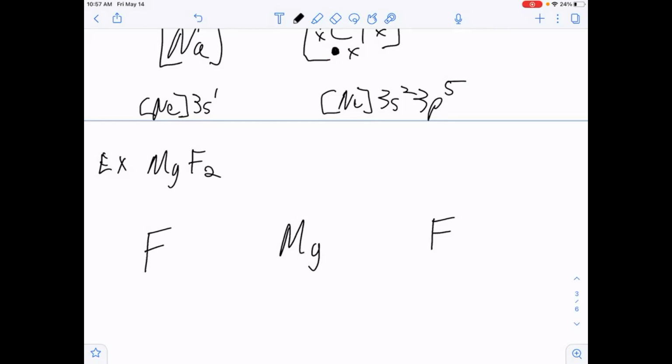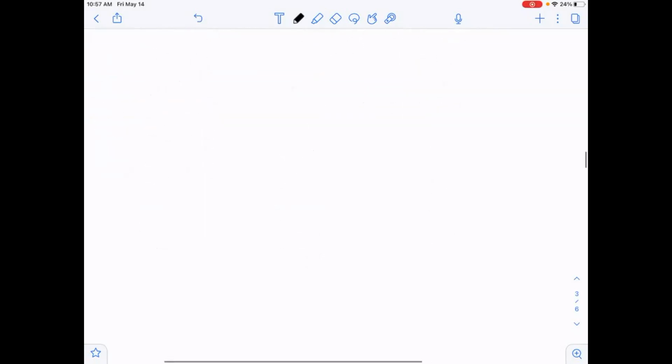How many valence electrons does magnesium have? You can do the configuration, but the fast way to do it is to look at the periodic table.